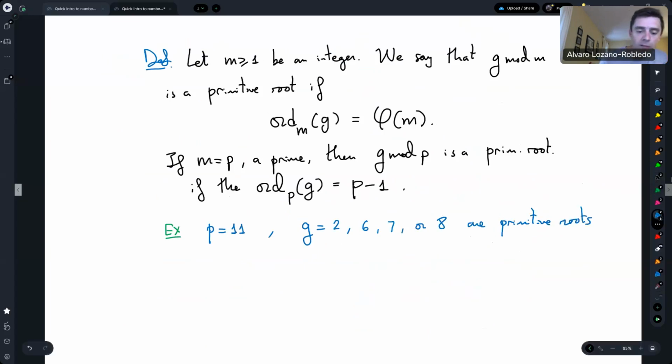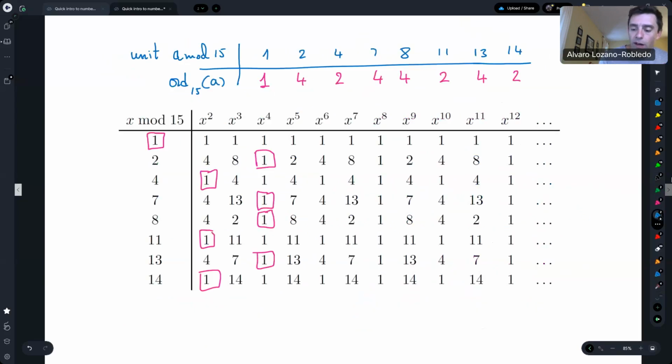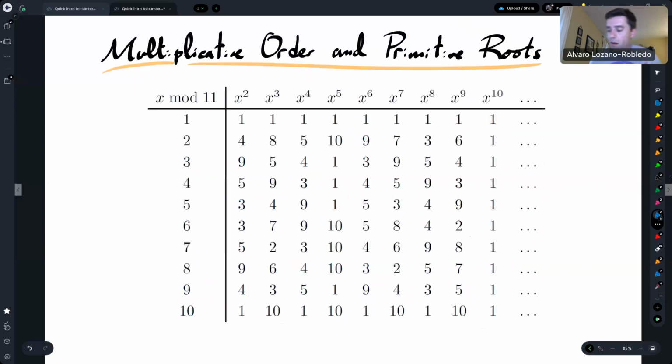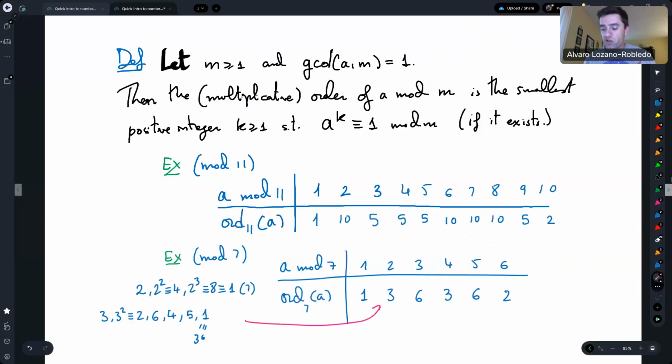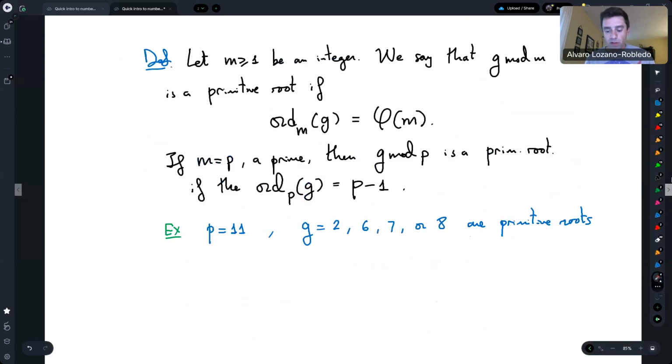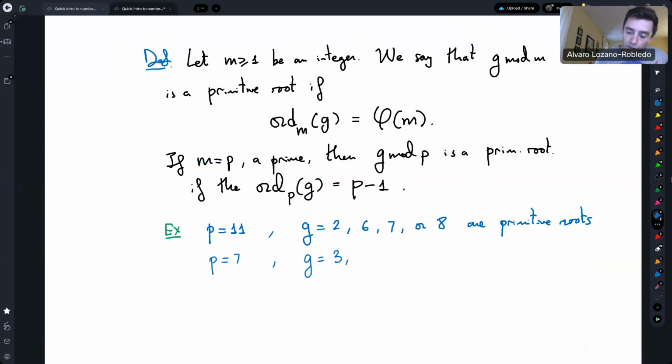That comes from the table that we had here at the beginning, because for 2, the order is 10. For 6, 7, and 8, the order is also 10. And for no other number is the order 10. So those are precisely my primitive roots. For p equals 7, there are also primitive roots, and the primitive roots are 3 or 5.